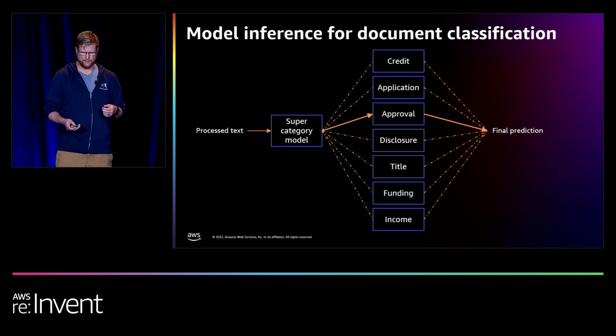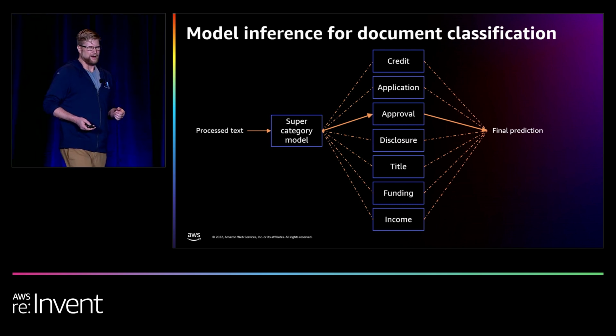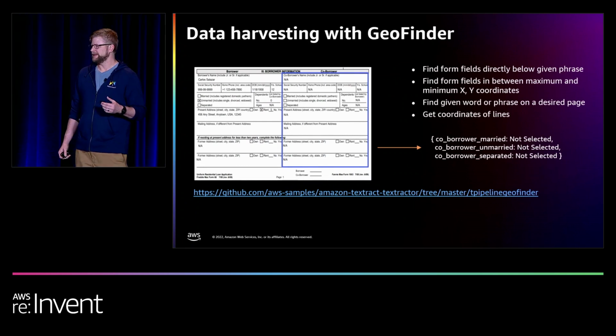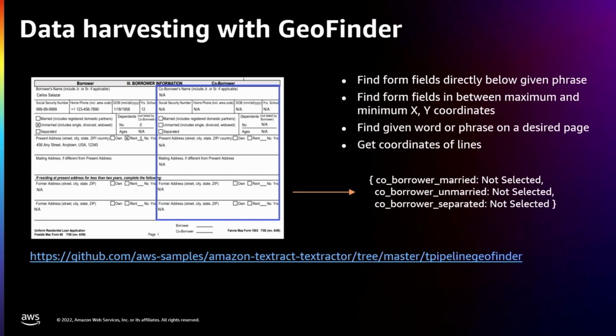I don't want to talk about every single one of my microservices. There isn't time for all of that, but I did want to touch on how we're doing this data harvesting work. So for this effort, we're using something called the GeoFinder library. If you look on the screen, what you're seeing is the first page of an ERLA document. And on that page, you see that there's borrower and co-borrower.